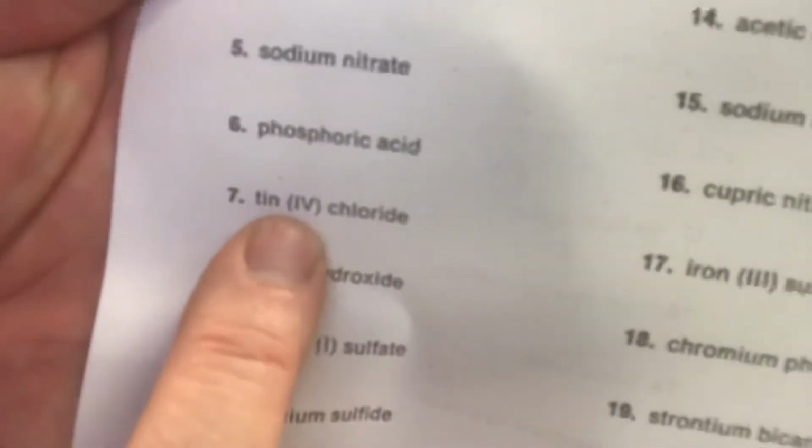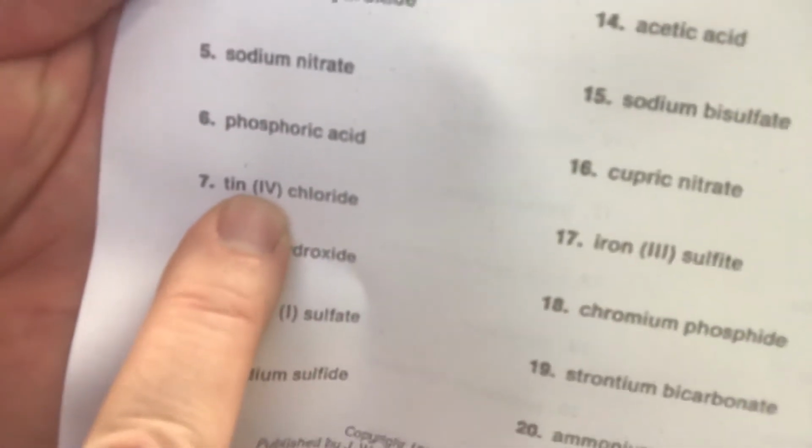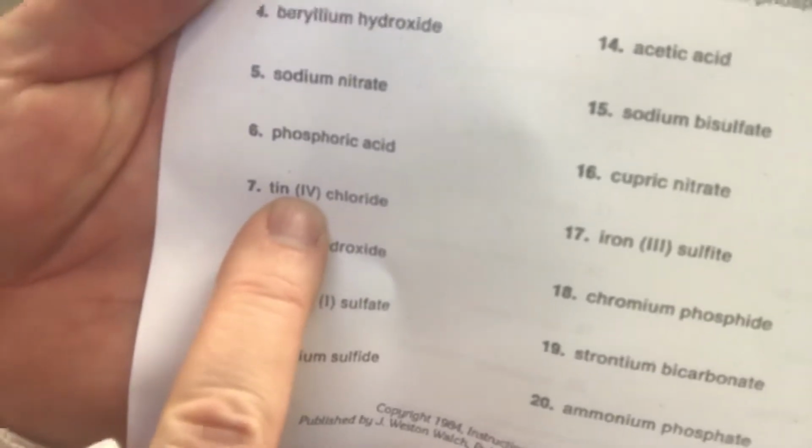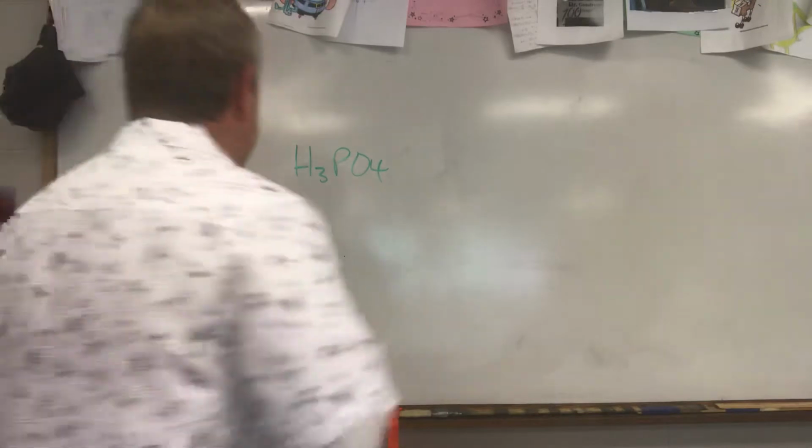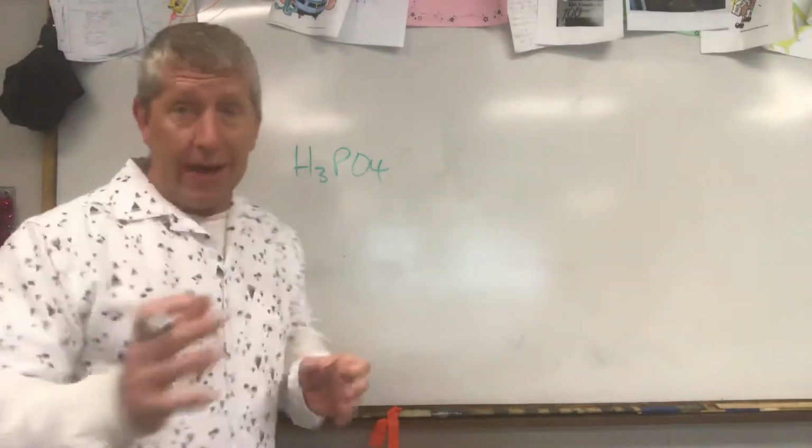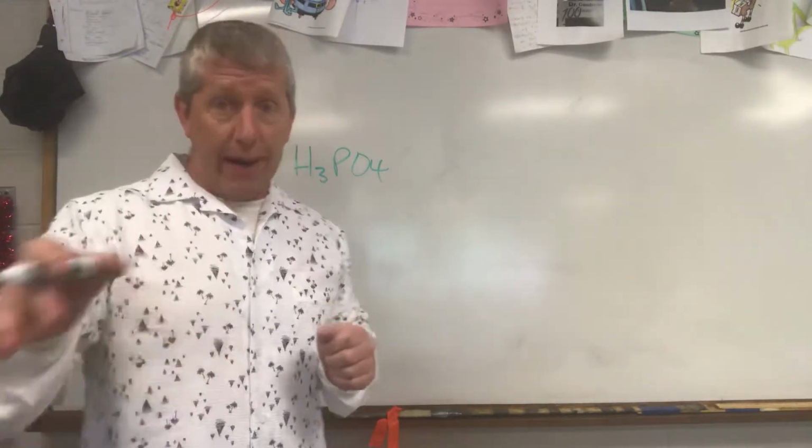Number 7 says tin. Look at that, it's got parentheses around a Roman numeral. And chloride, tin chloride. So for tin, I have to find the symbol for tin. Okay, got it? Sn.